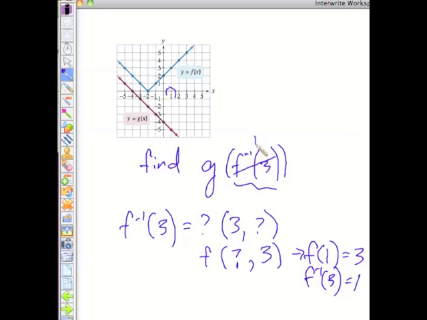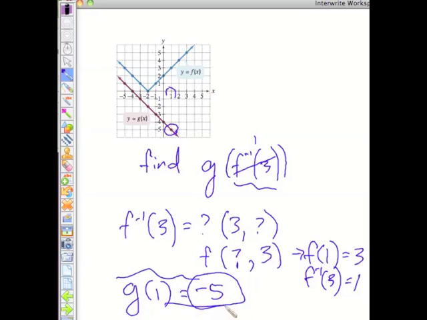So this is 1. So now I'm to the point where I have g at 1, which now I can just look directly at the red graph and say, if I go to the right 1, then the output would be negative 5. So g at 1 is negative 5. So in other words, g of f inverse of 3 is negative 5. So this is my answer.